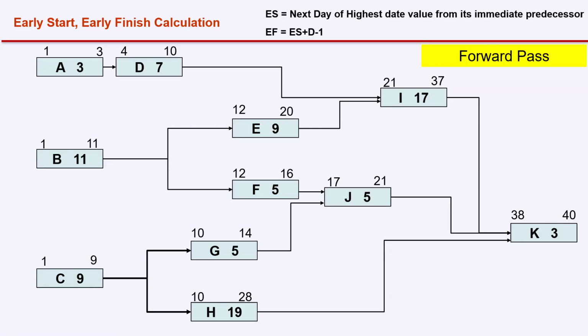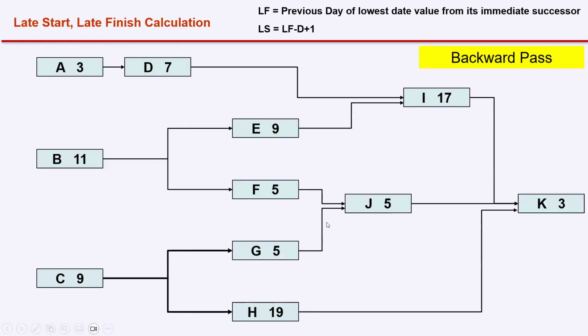Now I want to calculate the late start and late finish of the activities. For this, I will use something called backward pass, meaning I will start my calculation with the last activity and move backward in the network. The purpose of backward pass is to know, within the duration of the project, what flexibility we have.